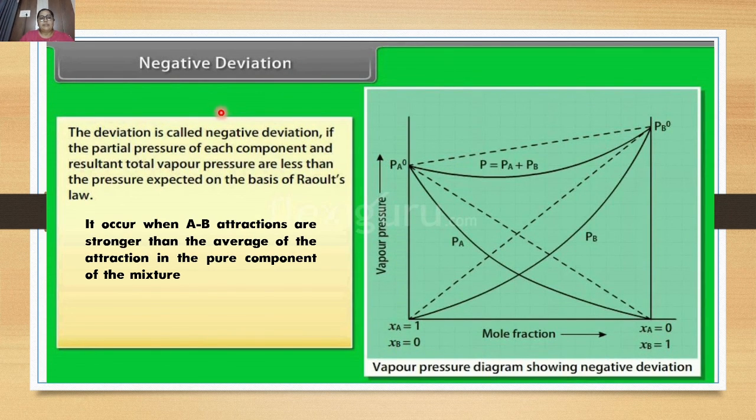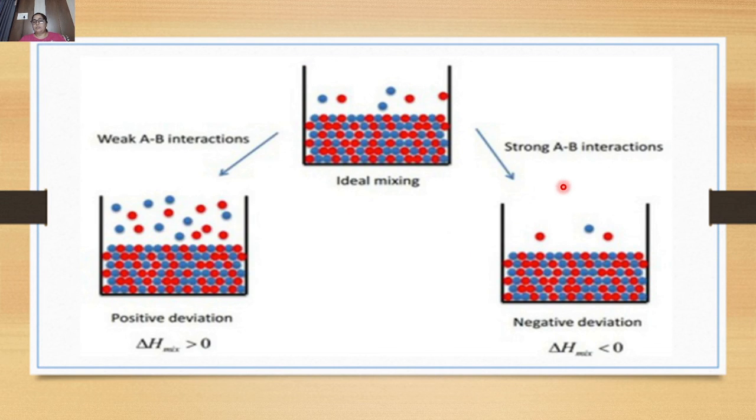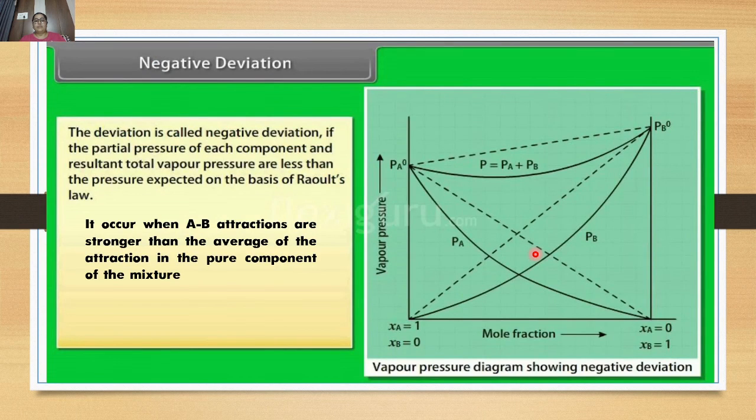And in case of negative deviation, the A-B attraction is much stronger than the average of the attraction in the pure component of mixture, and hence the partial pressure of each component and total resultant vapor pressure is less than the expected on the basis of the Raoult's law. So here we can see that there is strong AB interaction, and hence when there is strong AB interaction, the molecules have less tendency to escape as the vapors. Hence there are less molecules in the vapor phase, resulting in the less vapor pressure. Therefore it shows negative deviation from the Raoult's law.